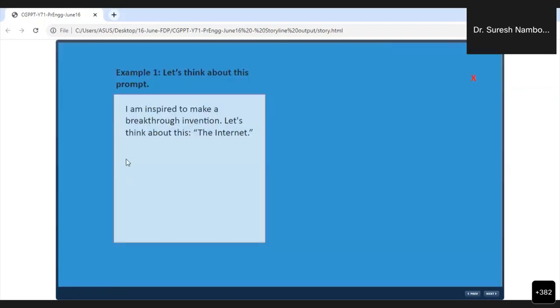Now let us go to prompt 2. I am inspired to make a breakthrough in invention. Let us think about this: the internet. That is enough. It is going to give.